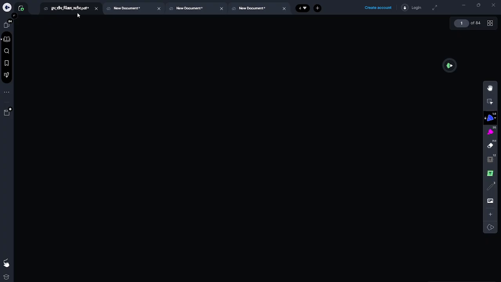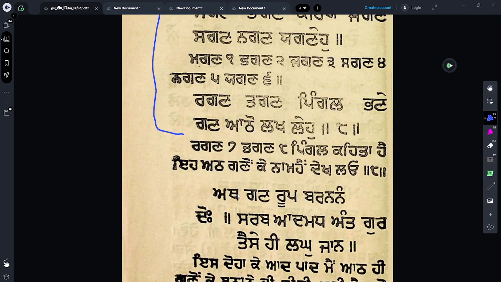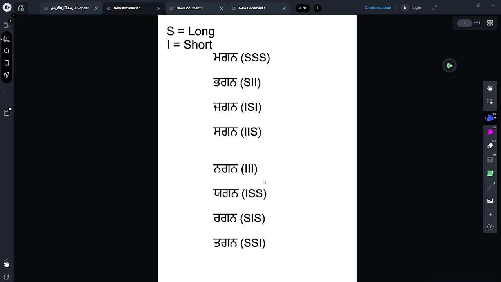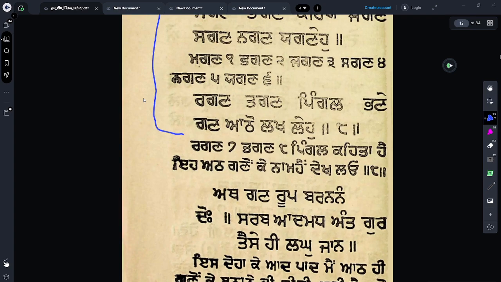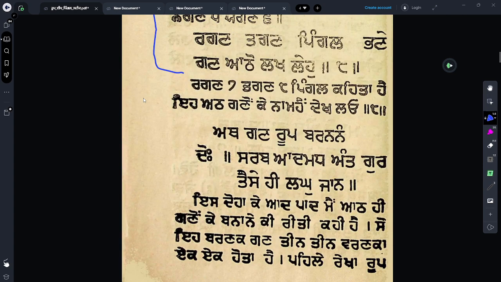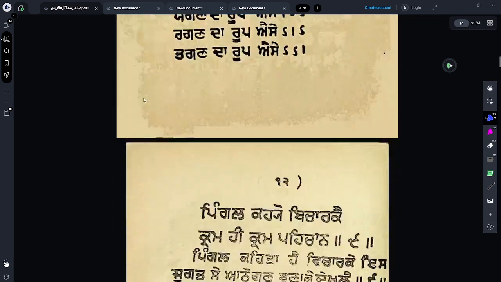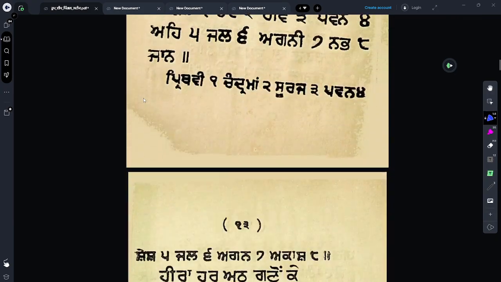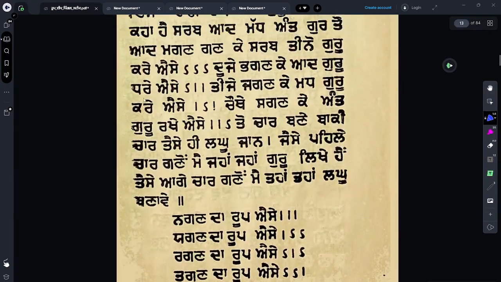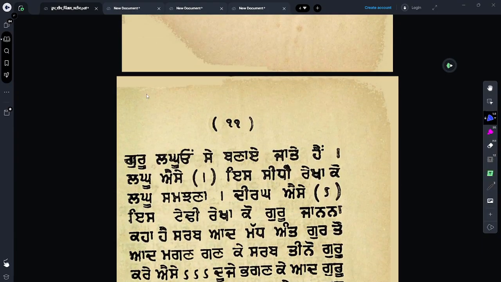And it's saying taise hi lagjan. So do the exact same thing with the laghu. Sarab, ad, mad, ant: all, first, middle, last with the laghu matra. So this is how you construct the gans. This is how you figure out which gan is which. And now these are the building blocks that we use. And that's all I'll go over for today. Now let's go over some examples.